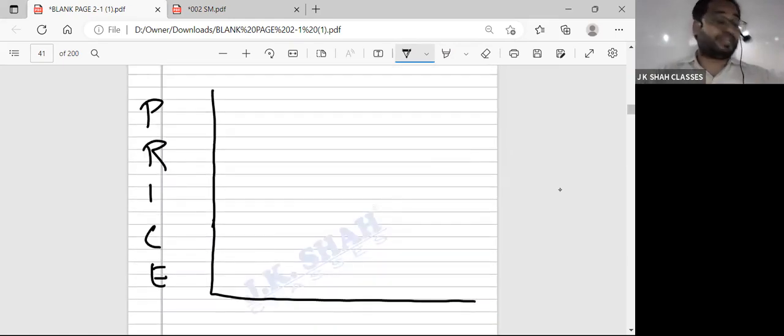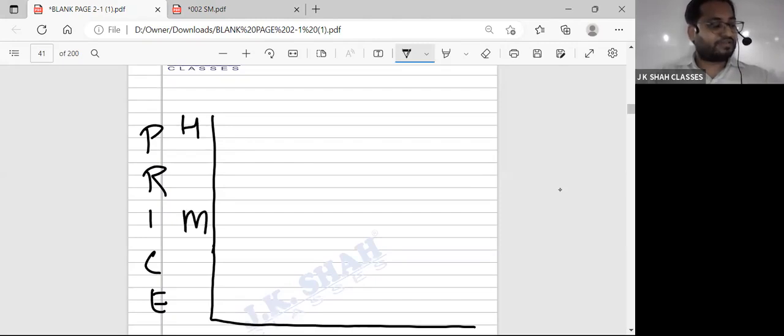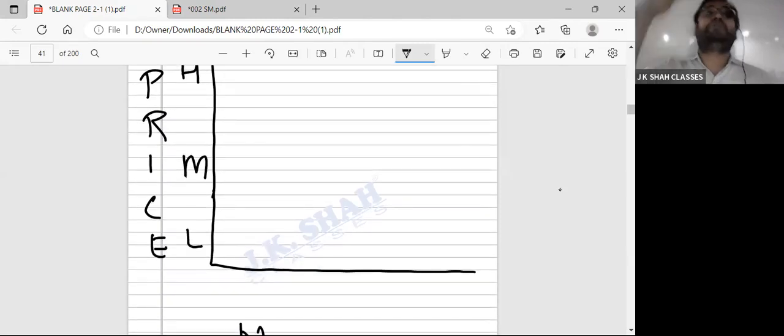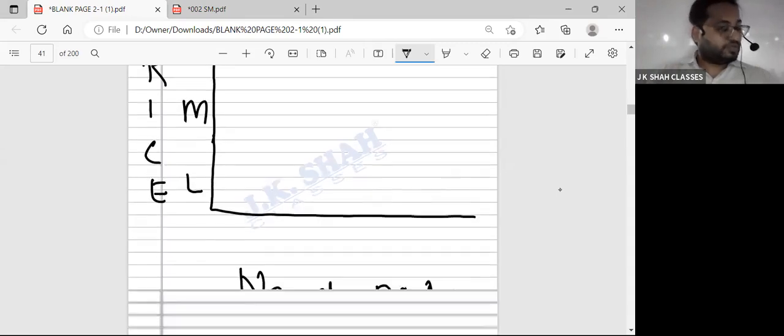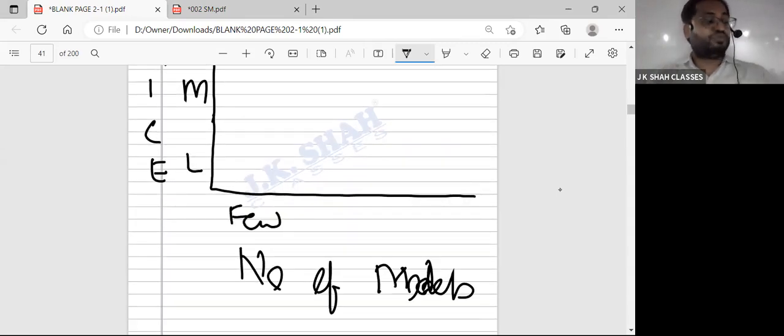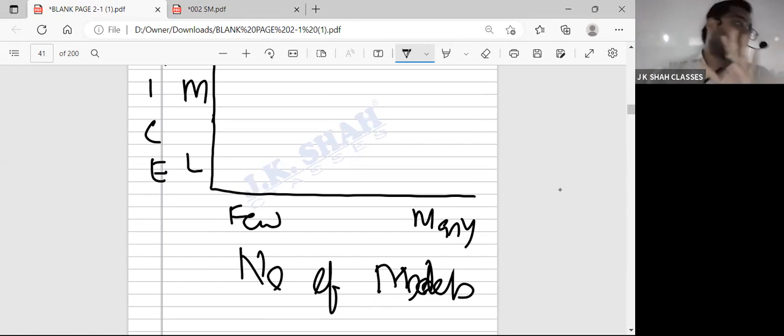And we also plotted something else. High, medium, low. High priced phones, that is above 50,000. Medium price 20,000 to 49,999. Below 20,000, low. Number of models: few, many. Few means narrow. At one point in time, they will launch only one model. Many models means a lot of options will be given. Same price range, you have three options. You can buy this, you can buy this, you can buy that. That is wide. You understood this second point.